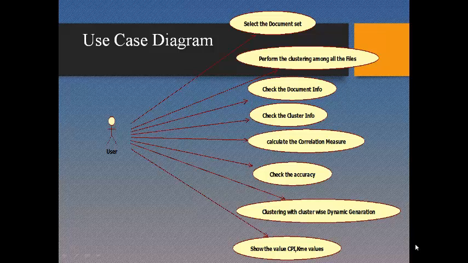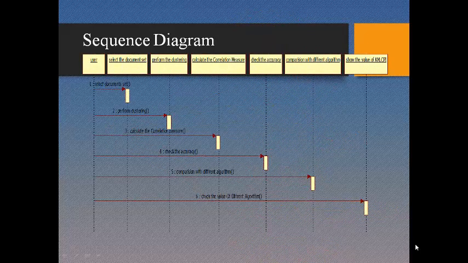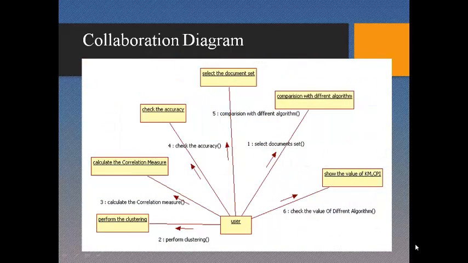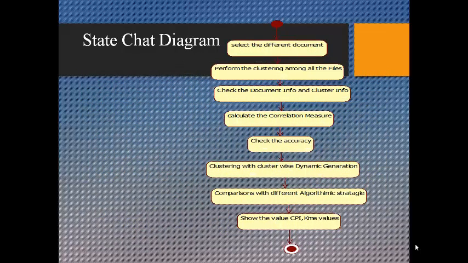The use case diagram is as shown, where the user has many use cases with this main project and is given: select the document sets, perform the clustering among the files, check the document info, etc. Now the sequence diagram, from where we start to where we finish the clusters. So it is all in a sequence, and the sequence diagram is as shown below. The collaboration diagram is given.